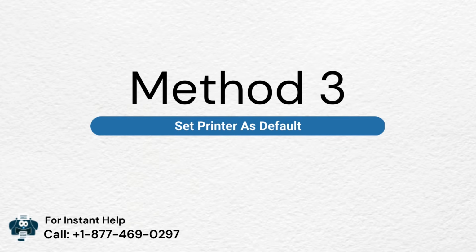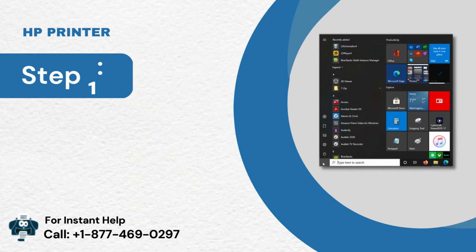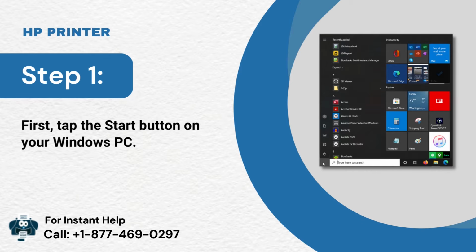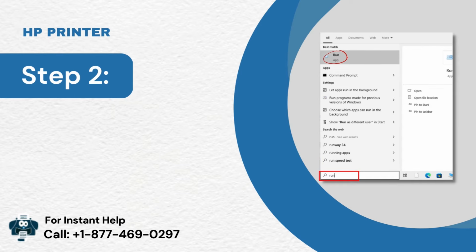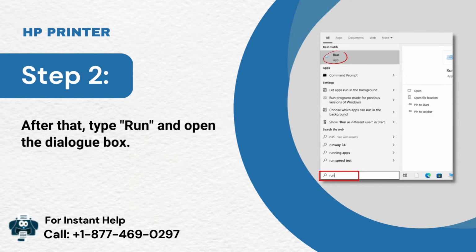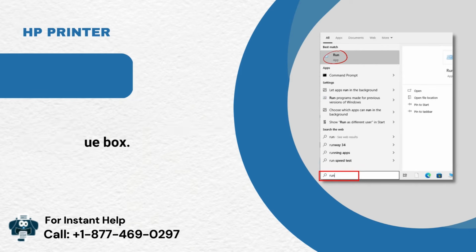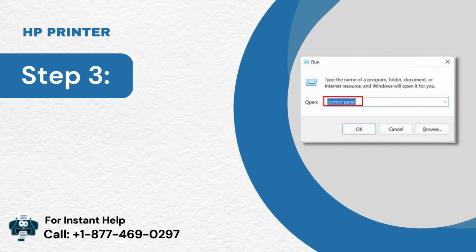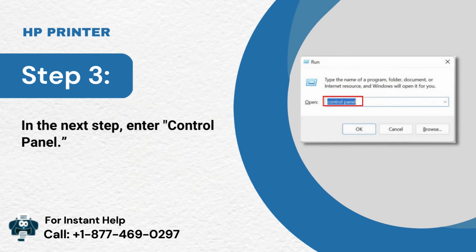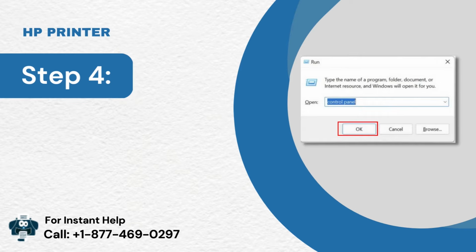Method 3. Set printer as default. Step 1. First, tap the Start button on your Windows PC. Step 2. After that, type Run and open the dialog box. Step 3. In the next step, enter Control Panel. Step 4. Now, you have to press the OK button.